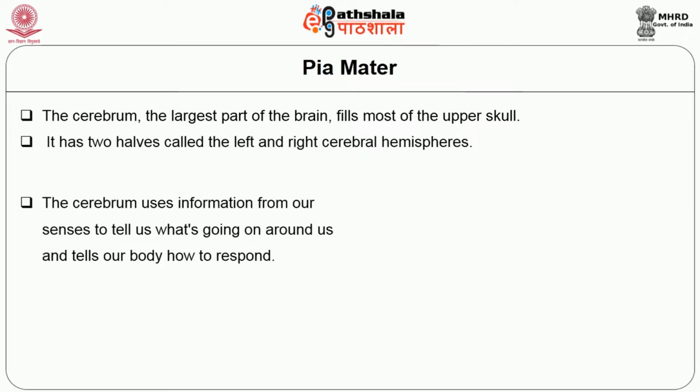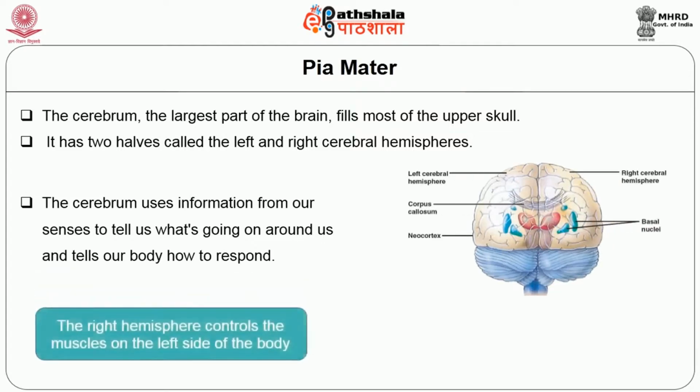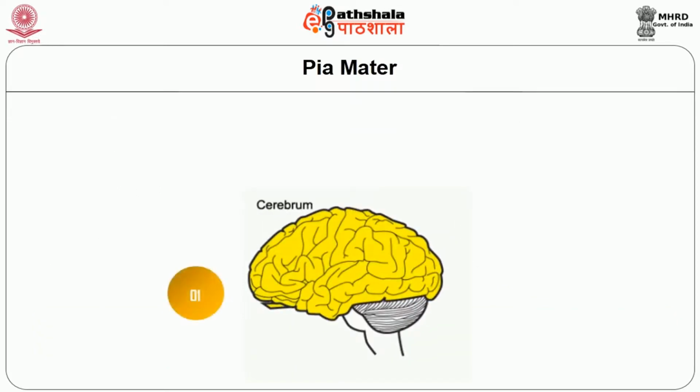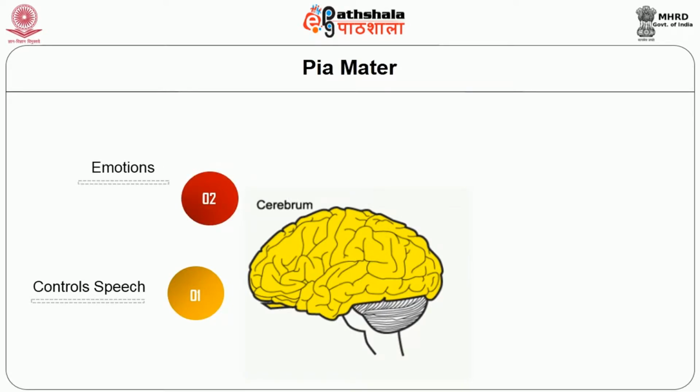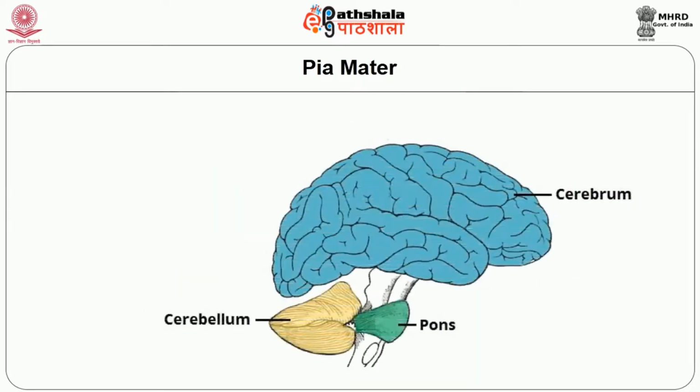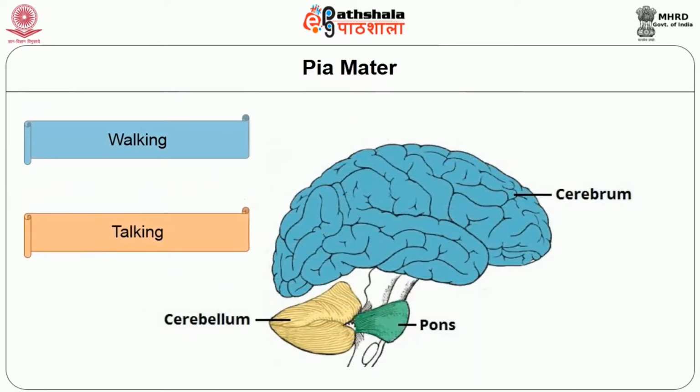The cerebrum uses the information from our senses to tell us what is going on around us and tell our body how to respond. The right hemisphere controls the muscles on the left side of the body, and the left hemisphere controls the muscles on the right side of the body. This part of the brain also controls speech and emotions, as well as reading, thinking, and learning.